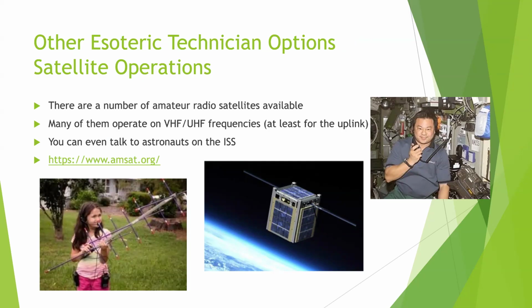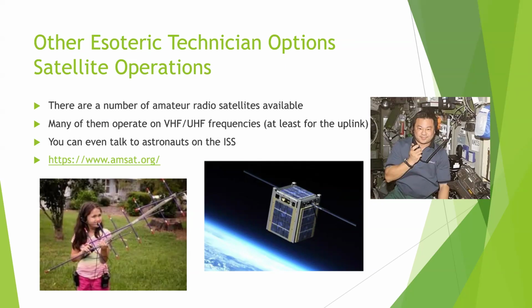Basically, if you see this little girl here on the left, she's got a Yagi antenna that she's pointing into space at a satellite, and she's making a contact with a satellite. And so you can send a signal. There's a repeater on a satellite somewhere in orbit, and you can send a signal to that, and it will transmit it back down to the Earth. And you can make contacts with other people through a satellite.